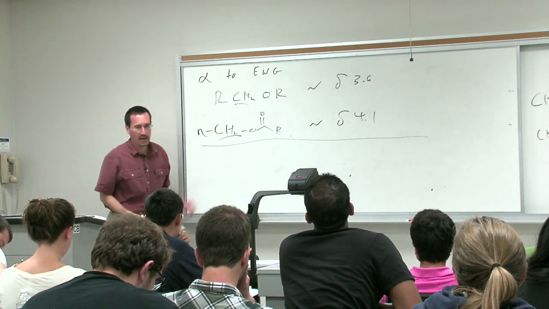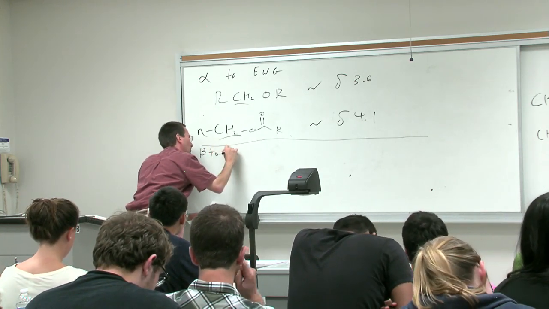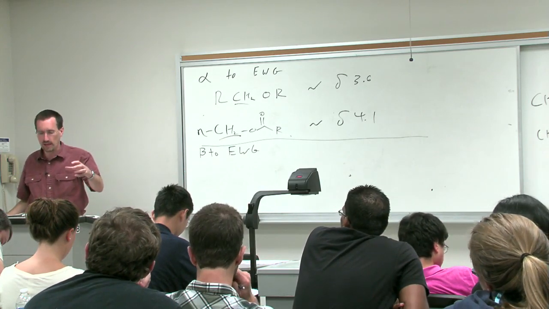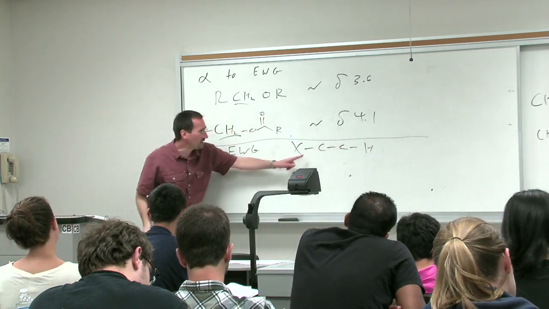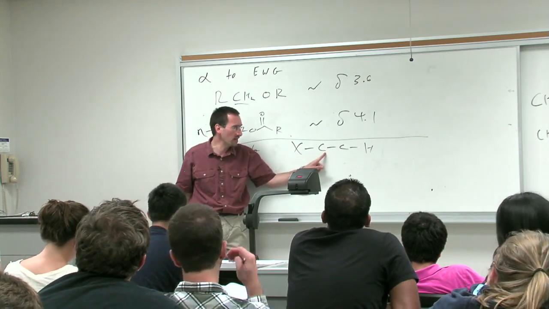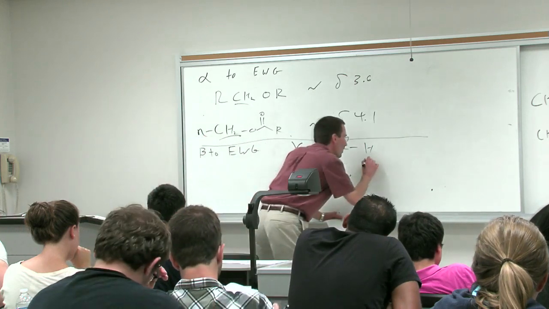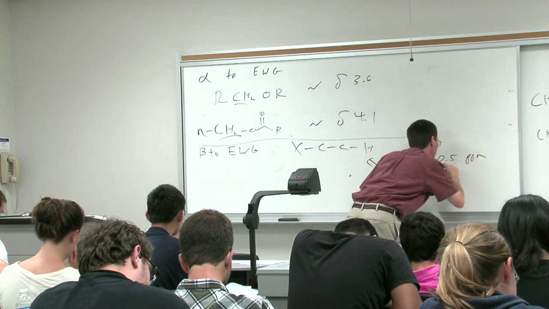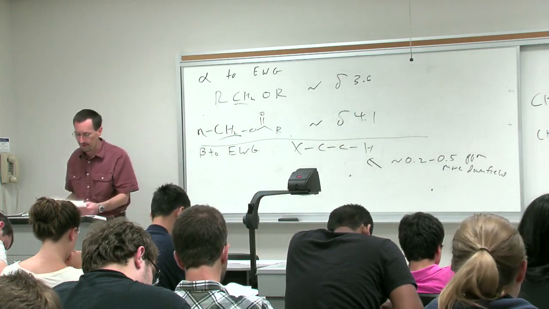All right, so this is alpha to an electron withdrawing group. Now, we all know about the inductive effect. And so if you have beta to an electron withdrawing group, you would expect to have some effect, but not nearly to be as big as alpha to an electron withdrawing group. In other words, if we have X-C-C-H, the inductive effect of your electron withdrawing group, X, is going to pull electron density away from the alpha carbon and from hydrogens on it. That in turn is going to pull it away from the beta carbon and hydrogens on it. And we're going to see a smaller effect. So what I keep in mind is about 0.2 to 0.5 ppm more downfield. In other words, than say the resting value that you would have, the original value.